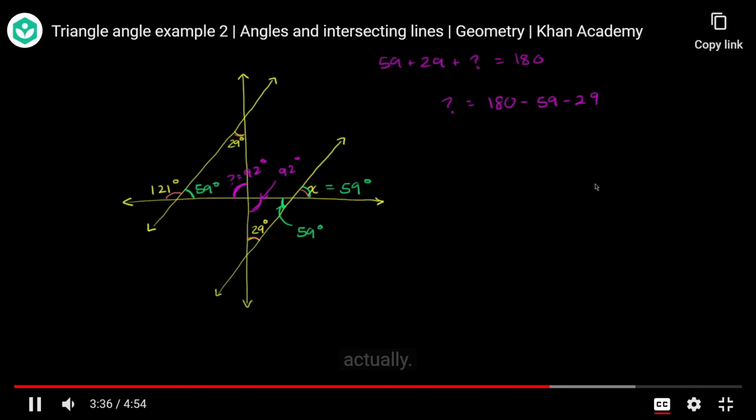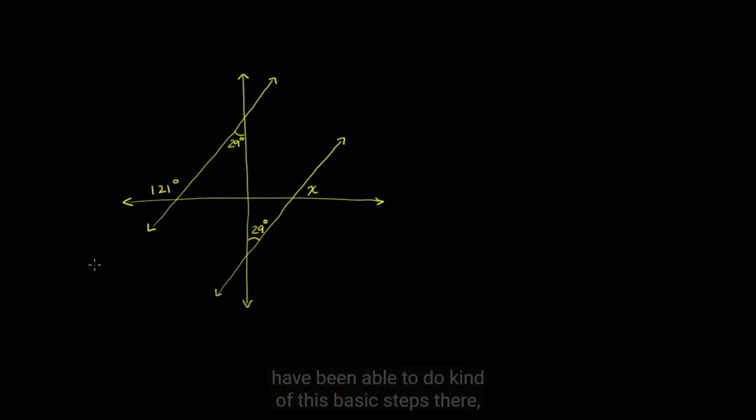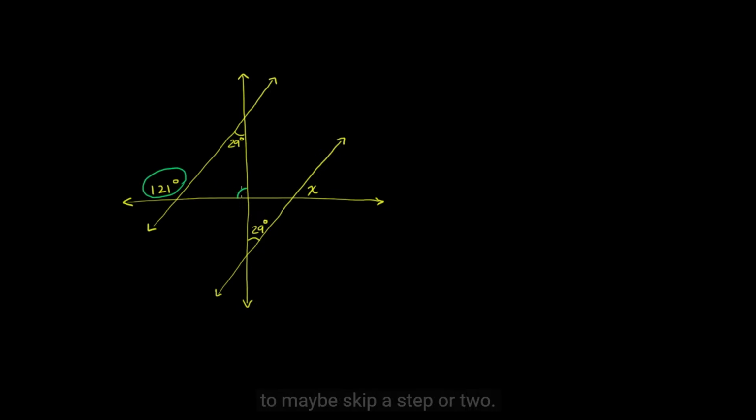Let me start over, actually. Maybe a faster way, but you wouldn't have been able to do these basic steps there. You said, look, this is an exterior angle right over here. It is equal to the sum of the remote interior angles. So 121 is going to be 29 plus this thing right over here. And we ended up doing that when I did it step by step before, but here we're just using a few things that we know about triangles ahead of time to maybe skip a step or two. Although I like to do it the other way, just so we make sure we don't do anything weird.